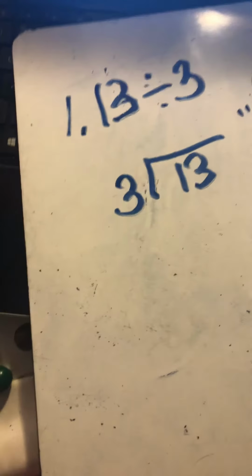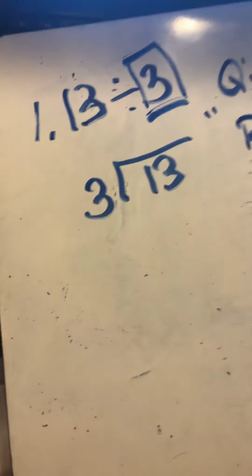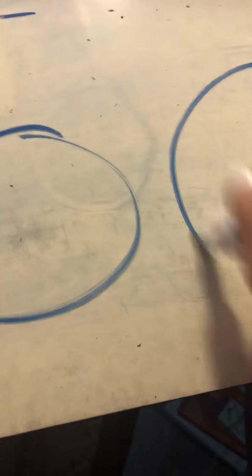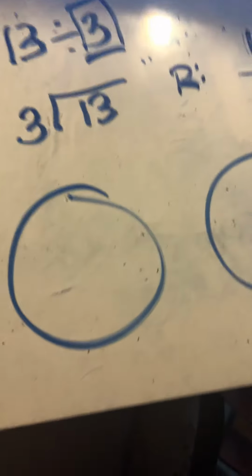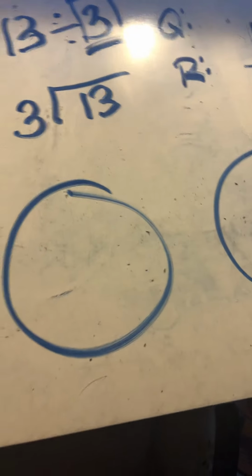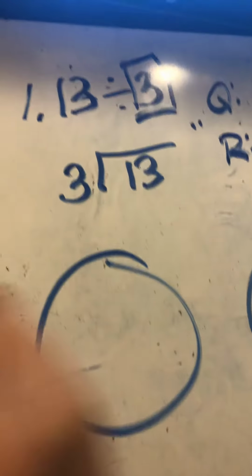So how many groups do I need to make? I need to make a total of 3 groups. So I'm going to make 1 group, 2 groups, 3 groups. Good to go so far? How many pieces am I going to count out? I'm going to count out 13. Help me with these, right?